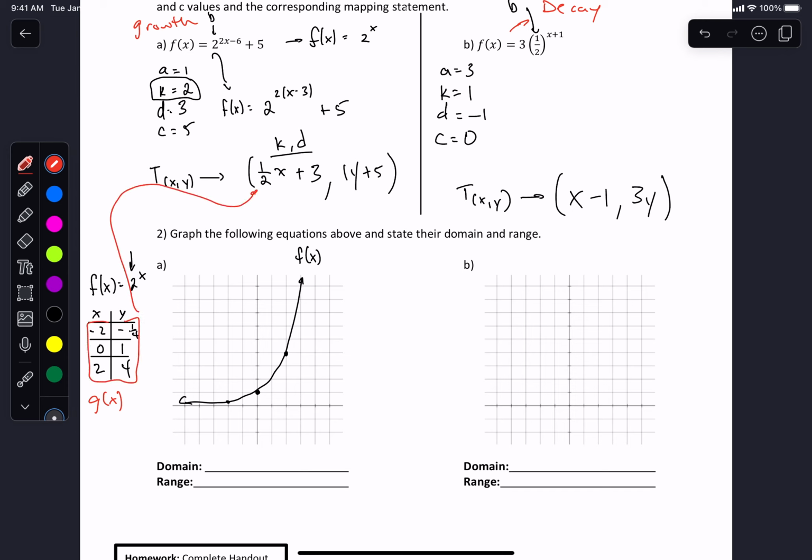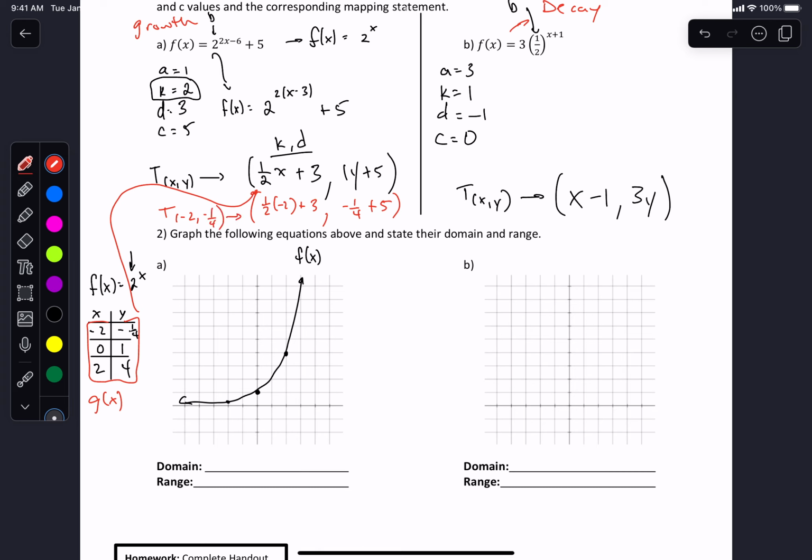So if I input the points of the original g of x into my mapping statement, what should I see? When I input -2, I should get 1/2 times -2 plus 3, and 1 times -1/4 plus 5. That'll be my new point, right? That's the transformation of -2, -1/4. That's what it's going to transform to. So what are the points there? I know that's a little tight. Sorry. Again, this is my first go at doing this.